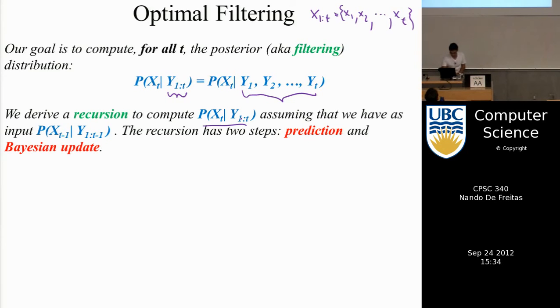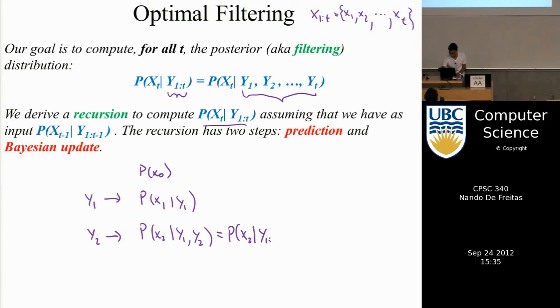So in essence, you start with P of x0, an observation comes in, and you use that to compute P of x1 given y1. Another observation comes in and you compute P of x2 given y1 and y2, which is equal to, using my short notation, y1 to 2. Then y3 comes in and you compute P of x3 given y1, 2, 3, and so on.